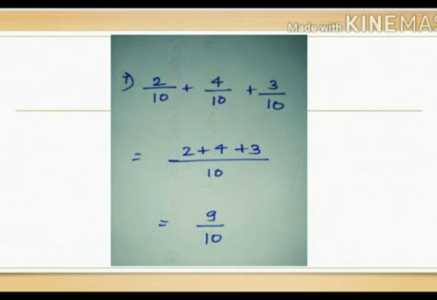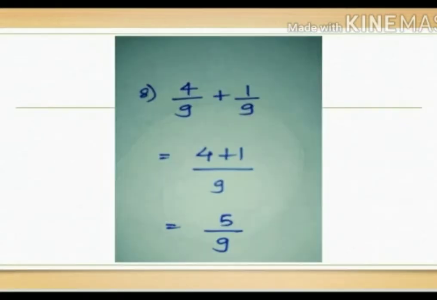Seventh one, 2 upon 10 plus 4 upon 10 plus 3 upon 10. Here also you can see they are like fractions since they have the equal denominator as 10. So just add the numerators 2 plus 4 plus 3 and write down denominator 10 as it is. So the answer is 9 upon 10.